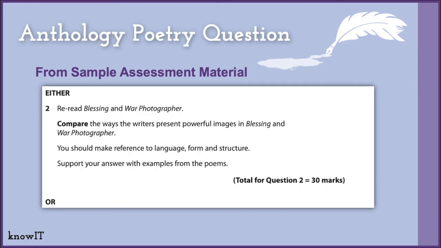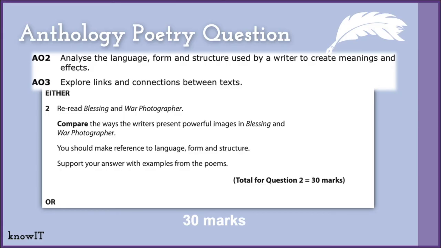So that's the sample question for anthology poetry for section B, and in total it is for 30 marks. Also, section B assesses AO2 and AO3. The previous one only assessed AO2, but this one assesses AO3 as well. So let's just read both of them again.